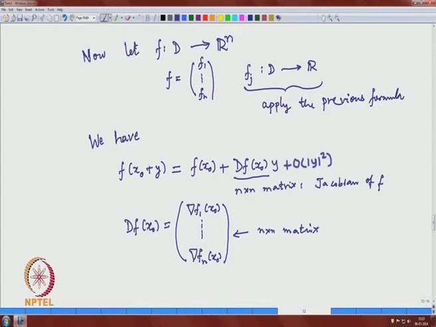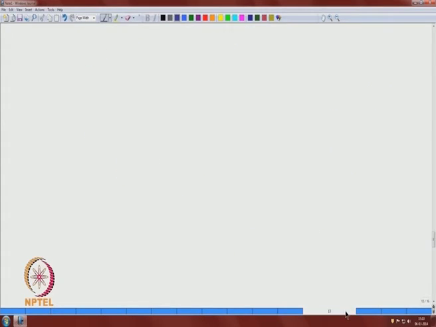Okay. So finally, let me quickly discuss this fixed point theorem. For this we need the notion of a metric space.